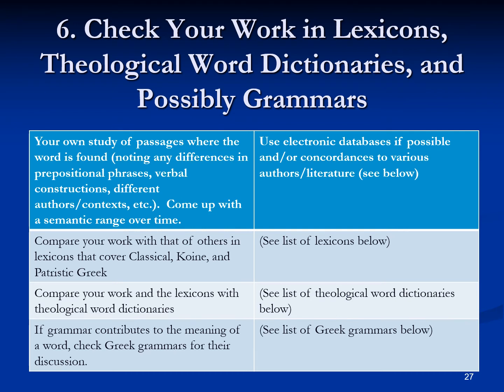And I've looked at the Thesaurus Linguae Graecae. I've already referenced some of the lexicons. I'm going to give you a list of various resources like this to check, including theological word dictionaries, and grammars where the grammar is the important part of the meaning of the word. So your own study of the passage where the word is to be found is important. You need to note any differences in prepositional phrases, verbal constructions, different authors and contexts, and so on. You need to come up with a semantic range over time.